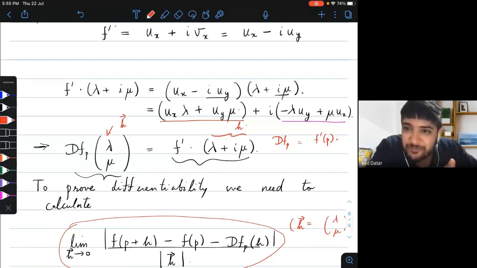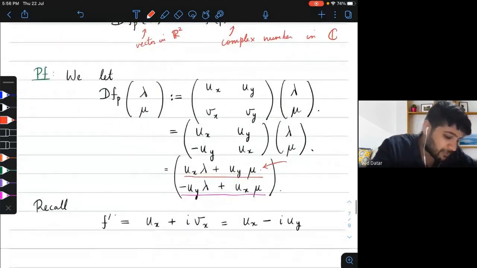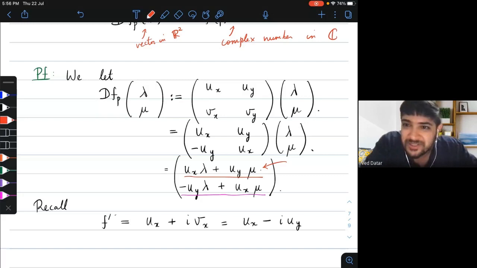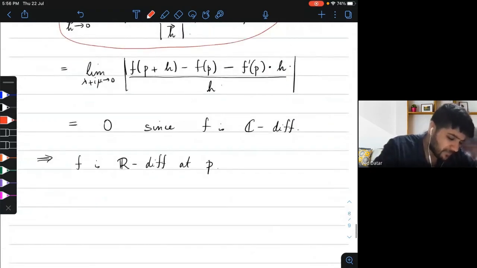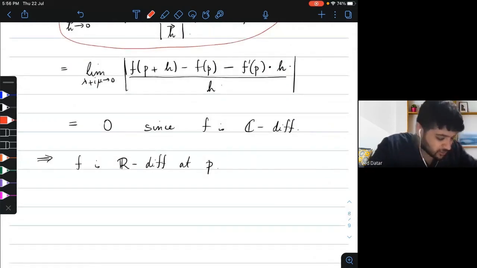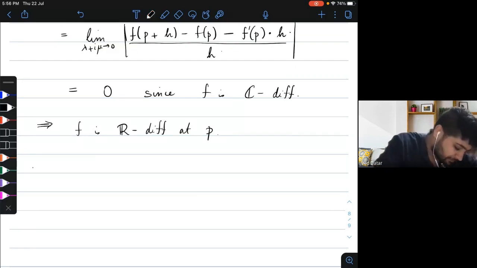I mean, multiplication by f prime of p. In particular, it will also be R-linear. So you can also do it this way, but you still have to use the Cauchy-Riemann equation somewhere, right? Yes. Okay, so that's fine. Now let's do the converse.